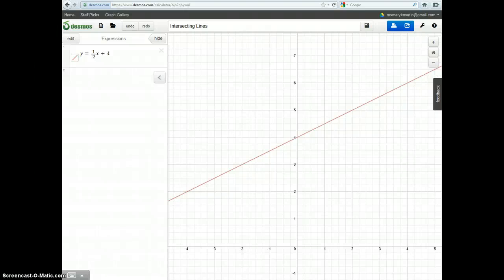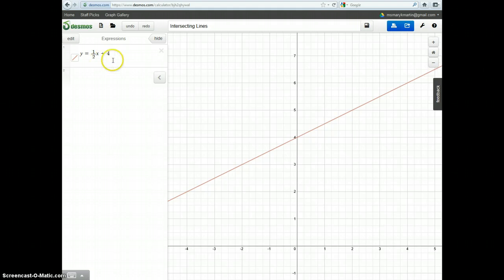Welcome. Today we are going to talk about solving systems of equations. You will recall last week we talked about how to graph a linear equation. Remember, linear equations form lines when they are graphed. Here we see the equation y equals 1/2 x plus 4.